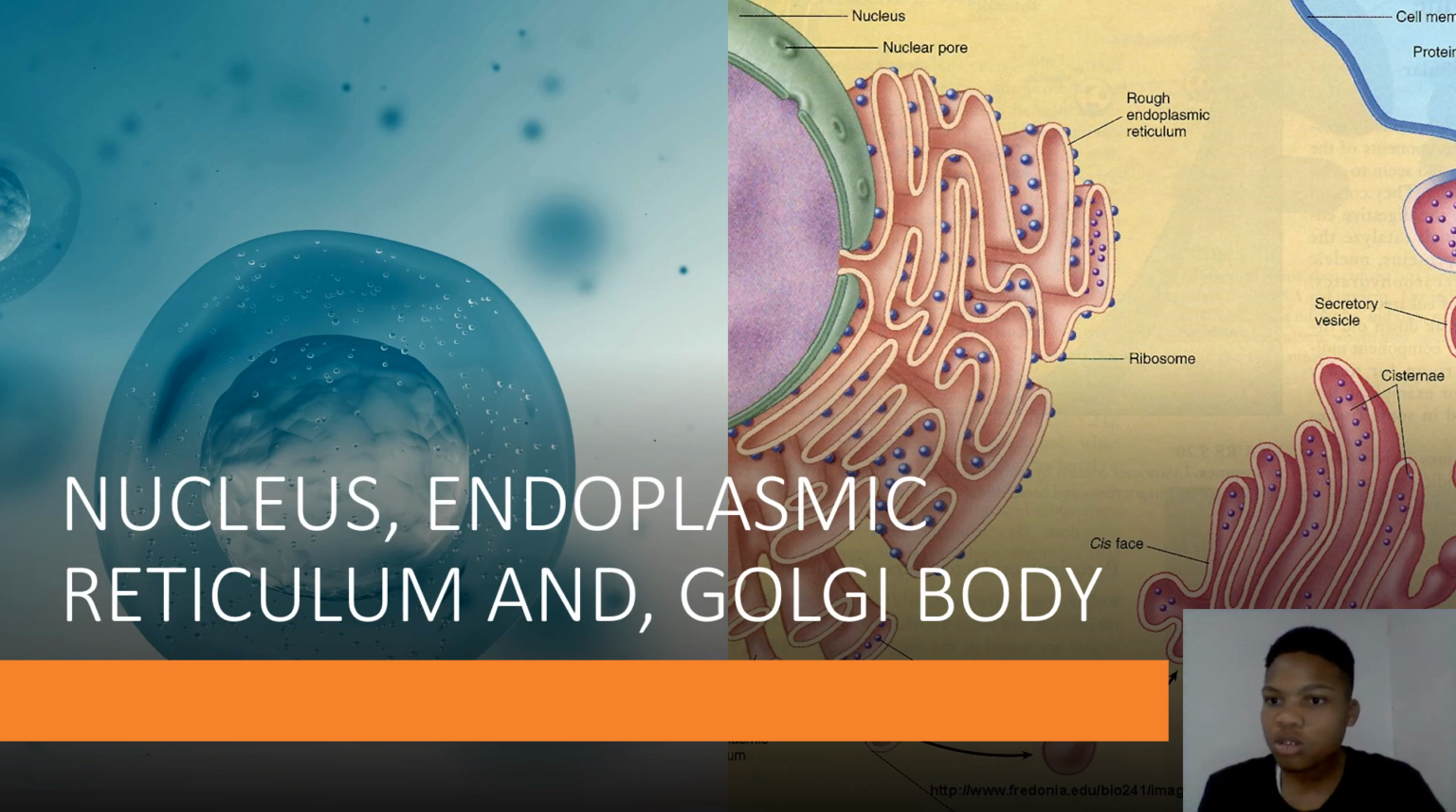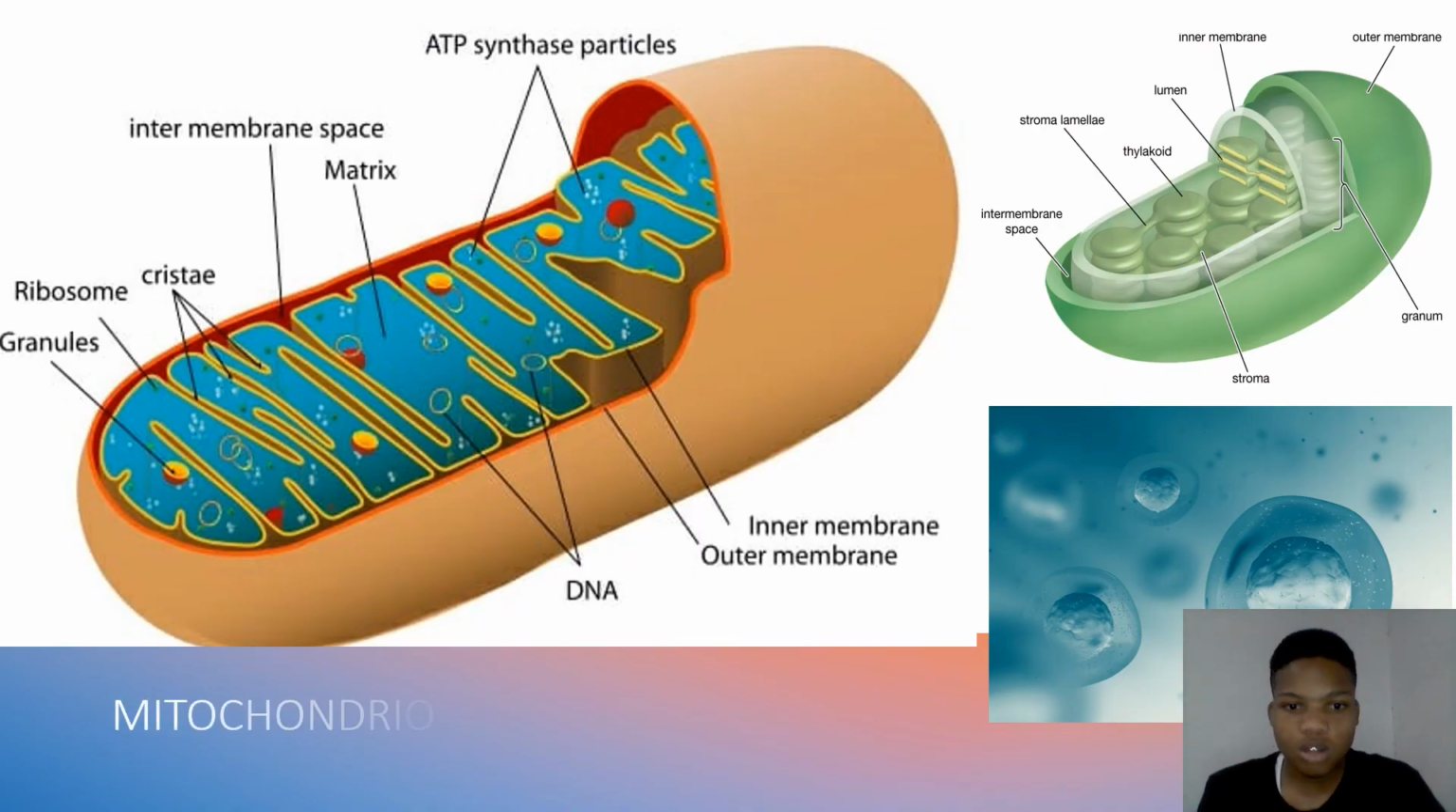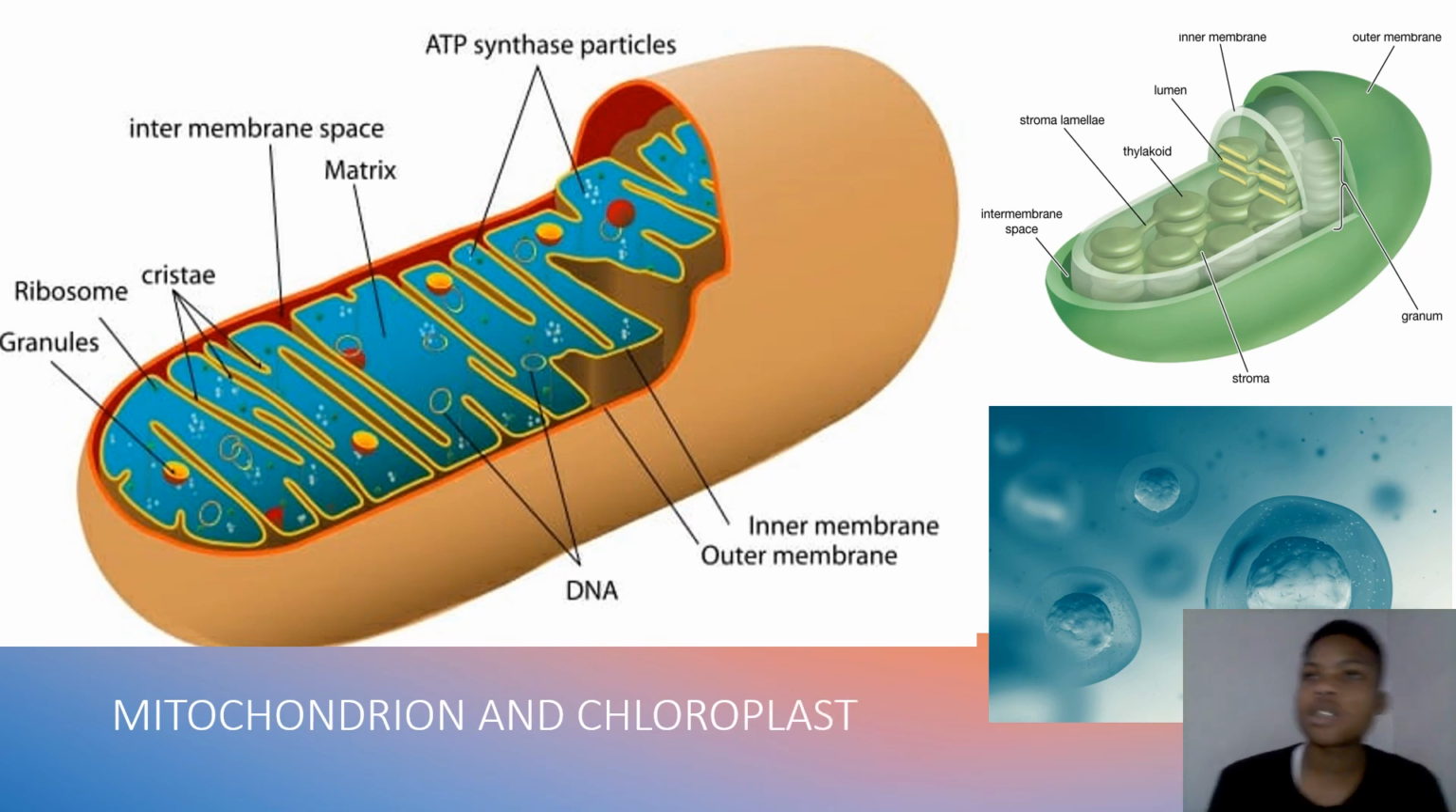So now moving on to the next slide. On this slide, we'll be dealing with mitochondria and chloroplast. As you can see, the mitochondria is the big picture where my cursor is moving right now, the one which has matrix, ATP synthesis and DNA. The mitochondrion is also known as the powerhouse of the cell, meaning that it's where energy is made for the cell so that it can survive.